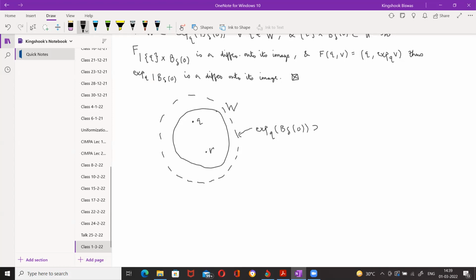This contains W. And here in this ball, I have a geodesic from Q to R. This is the shortest length curve in the whole manifold, right? So that means that any two points in this normal neighborhood, Q and R, are joined by a unique shortest length geodesic. Is it clear?